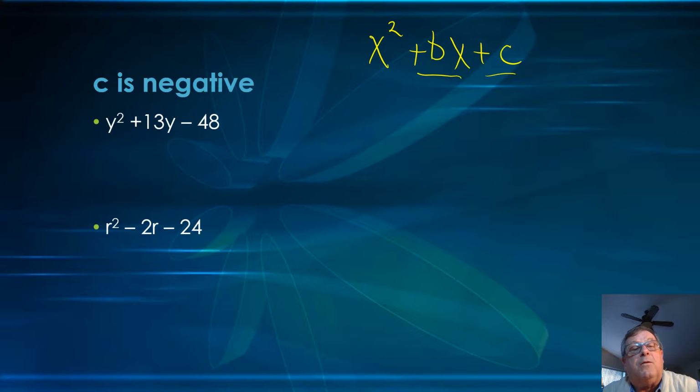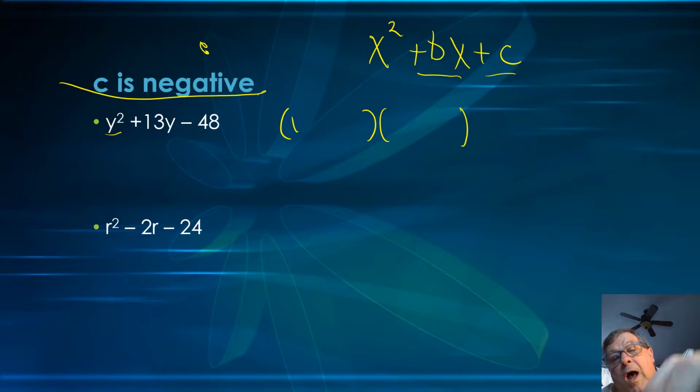But this time we're considering when C is negative. And we're going to start the same way. I'm going to do this over this way. We're going to draw our two parentheses. And once again, the lead coefficient of the leading term, the y squared, is 1. So we can just put y inside the parentheses.